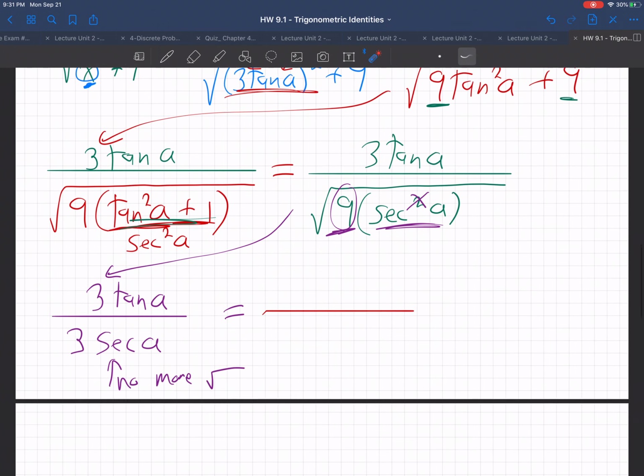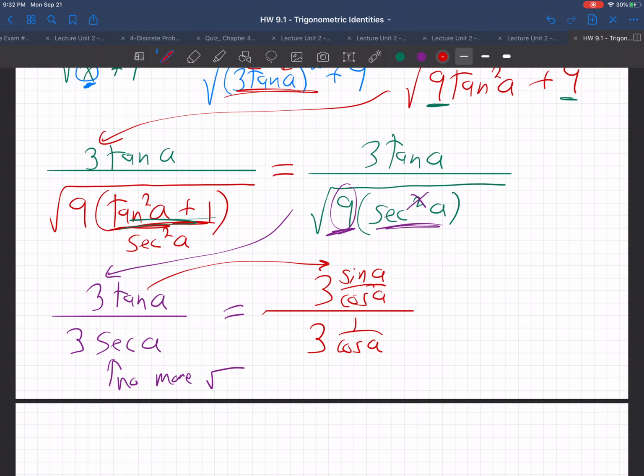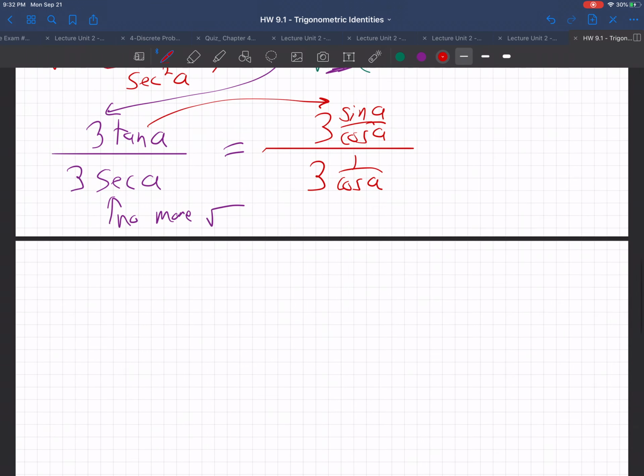So we have 3 tangent, that's 3 sine of A over cosine of A. Right, the tangent becomes sine over cosine. And the bottom, secant, is 1 over cosine. So we good to there? Now, do you know what to do at this point?